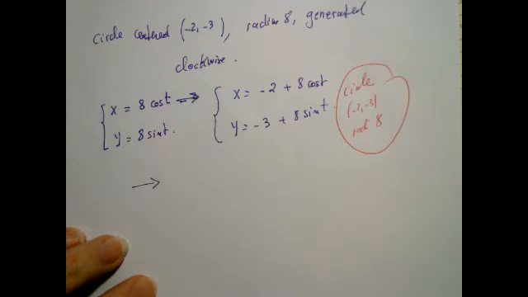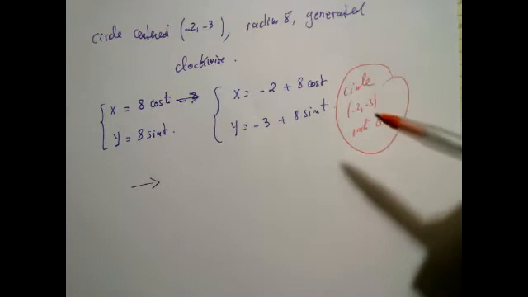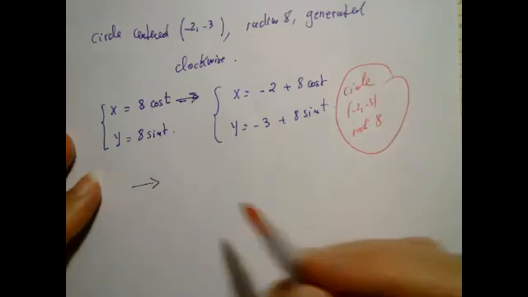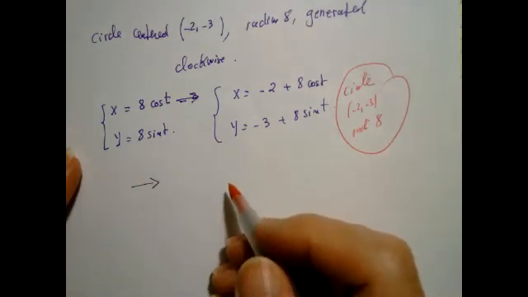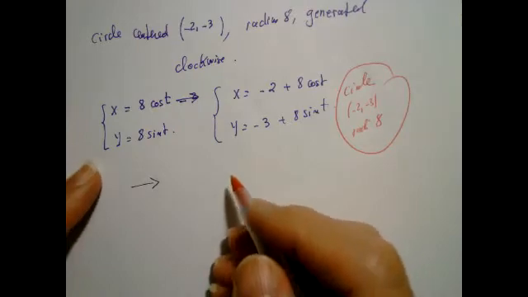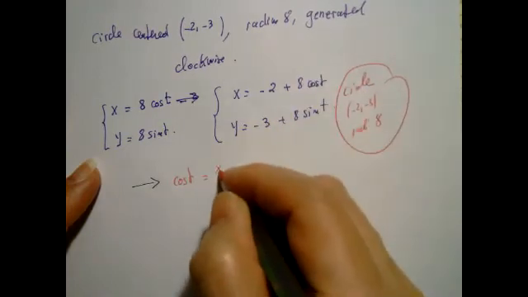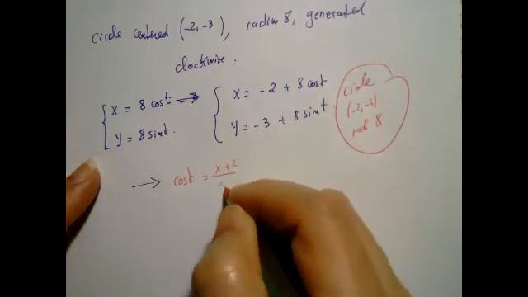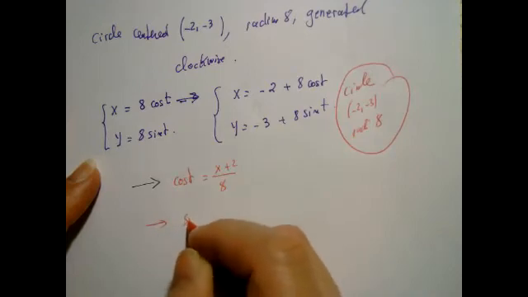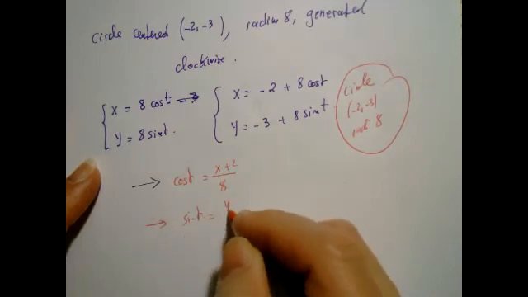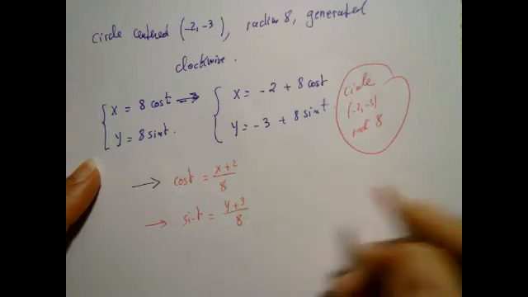Plug in values for t. No. Because sine squared plus cosine squared equals 1. Right. How can I use that? What algebra can I do to use this property? You can solve for the cosine and sine of t. Exactly. I'm going to solve for the cosine of t, which is going to give me x plus 2 over 8. And I'm going to solve for the sine of t, which is y plus 3 over 8.